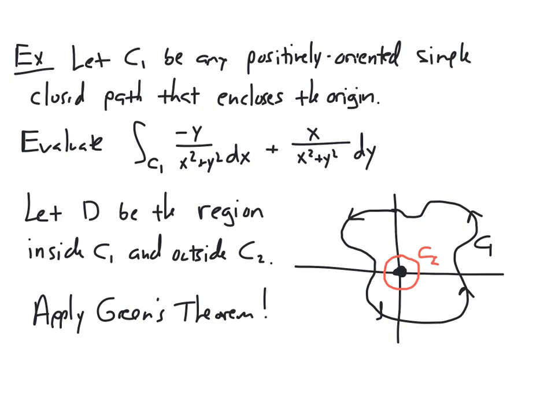Just while I have the picture, I'm going to orient this circle so that it is positively oriented, which in this case means it needs to be clockwise. It is the inside curve. So if we need a parameterization for that, we need to make sure that we think of that in that orientation.